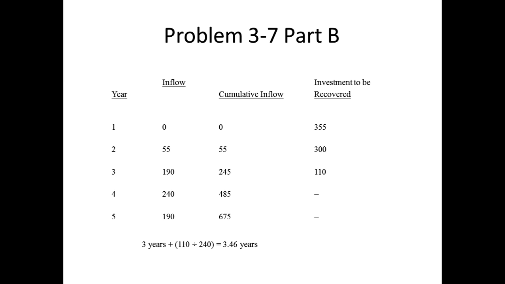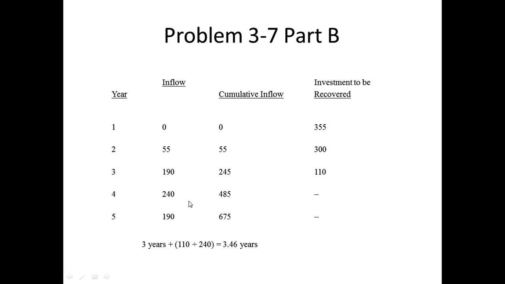And here, this is an example of a payback with uneven cash flows. The payback starts with the first year of inflows. The total investment to be recovered is $355, which is the total outflow at time 0, the initial investment. You notice that the initial investment is not covered in year 2, nor is it covered in year 3, where the cumulative cash flow is $245. So 55 in year 2, 190 in year 3. We still have 110 outstanding.